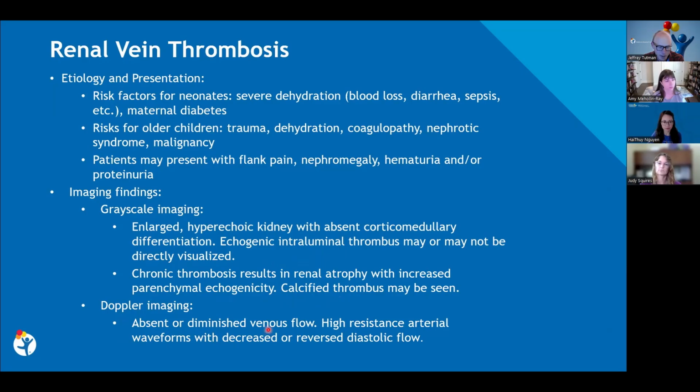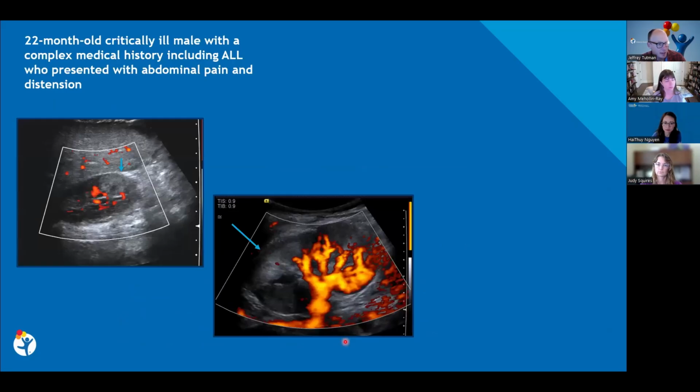With Doppler imaging, we're going to see the decreased or absent venous flow. And then within the arteries, you're going to see those higher resistance waveforms. And then you can get diastolic flow reversal like we saw in our case as well. Then the flip side of that, I just wanted to share a case of renal artery thrombosis.